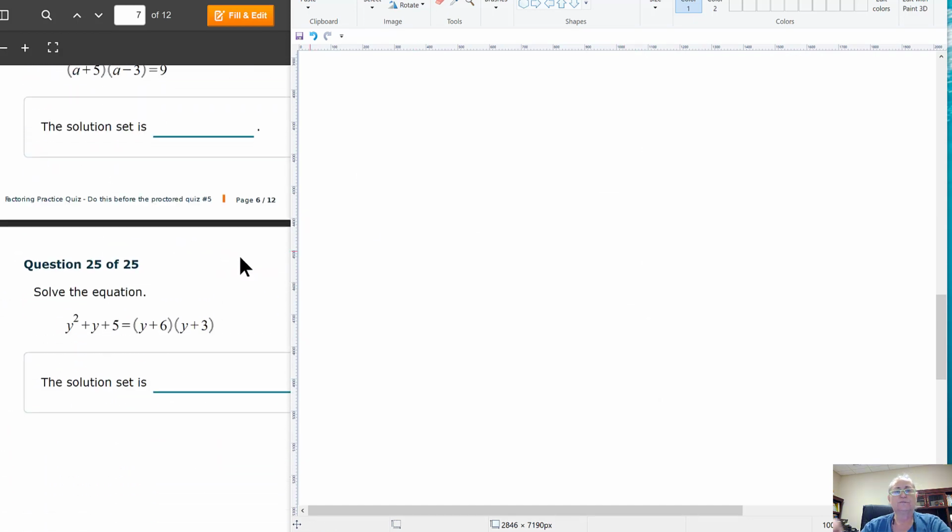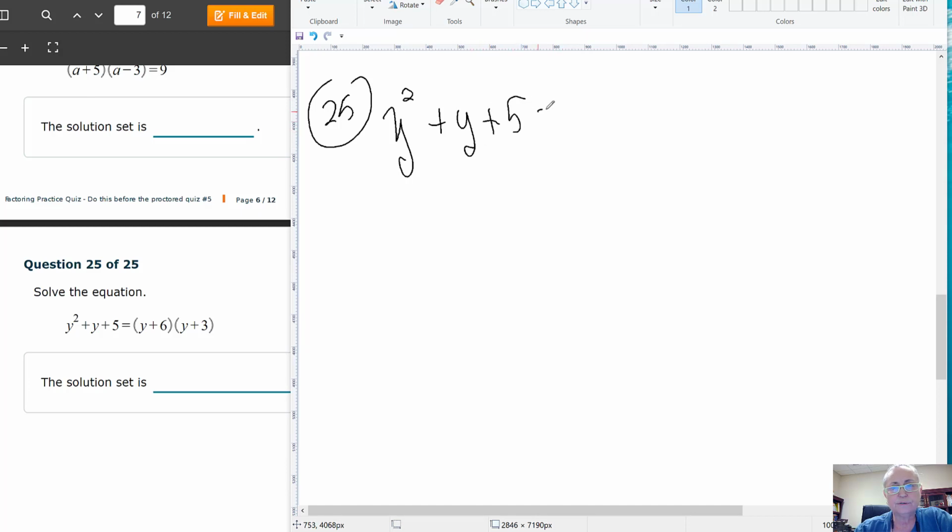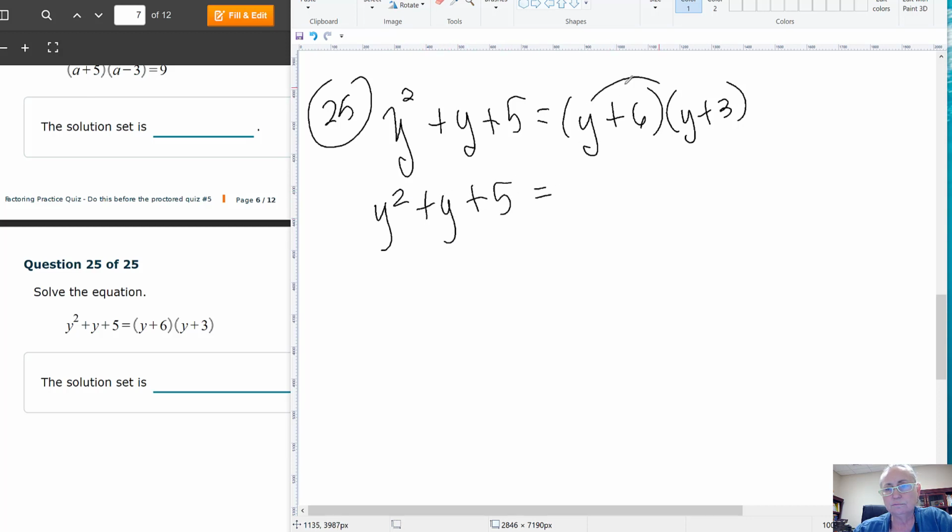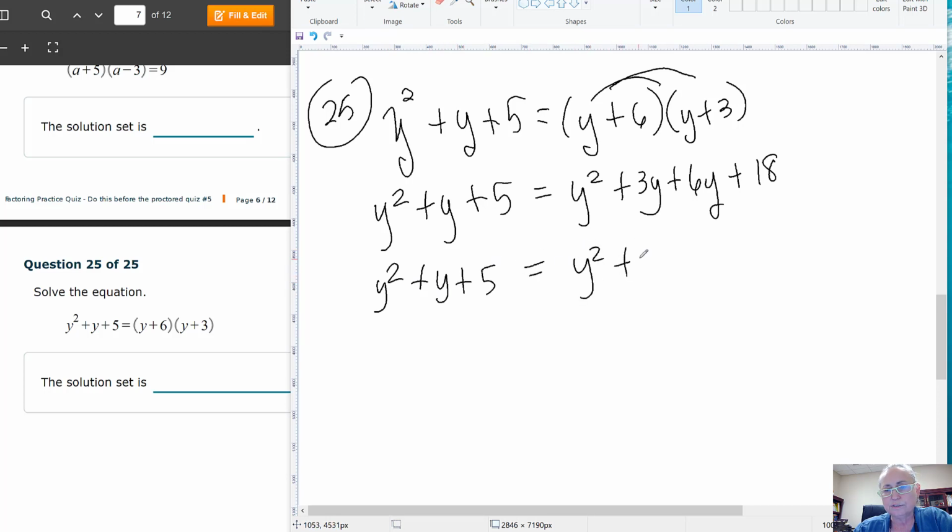And the last one, number 25. We have y squared plus y plus 5 equals y plus 6 and y plus 3. So we simplify. This side I can't do anything to, but this side I can multiply this out. Y squared plus 3y plus 6y plus 18. So this is y squared plus y plus 5, and this is y squared plus 9y plus 18. Subtract y squared, and look, the y squares cancel out.